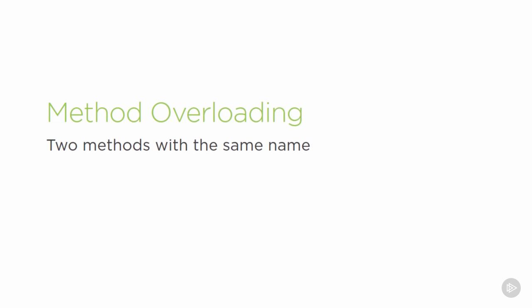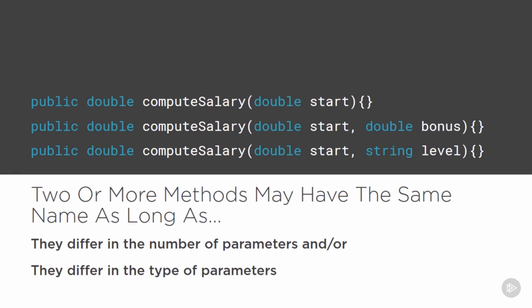It is possible to give two methods the same name. This is called method overloading. The way the compiler knows which method you mean is that the two methods must either differ in the number of parameters or they must differ in the type of parameters.